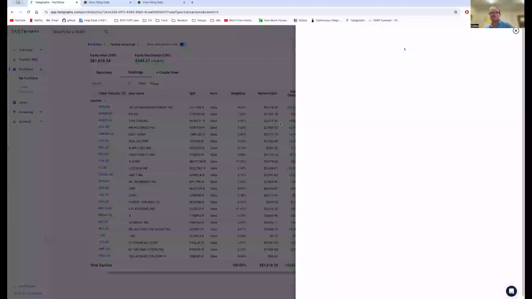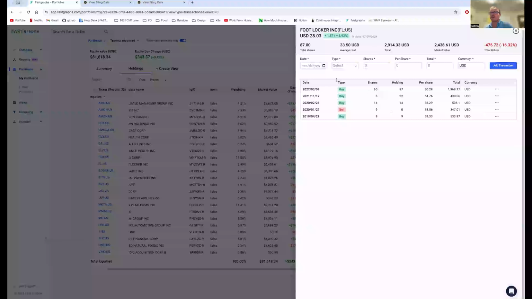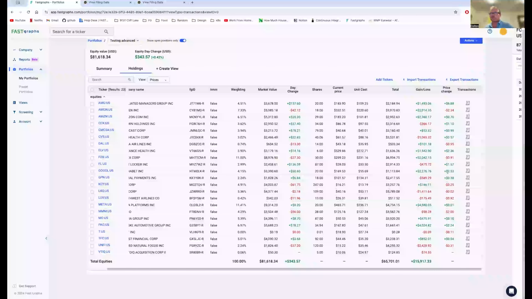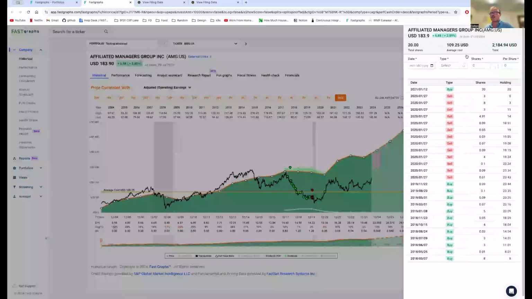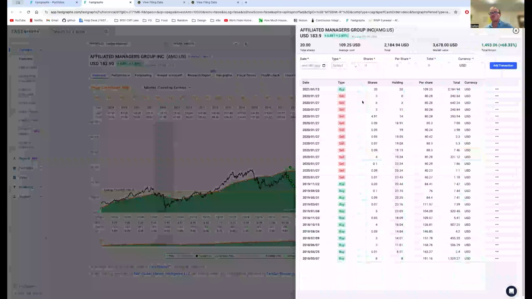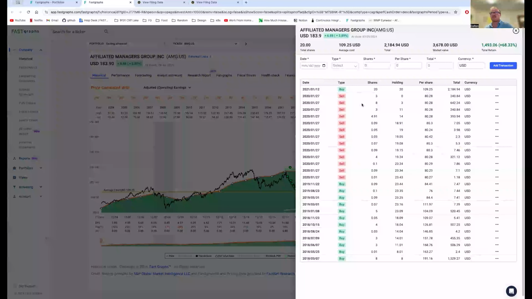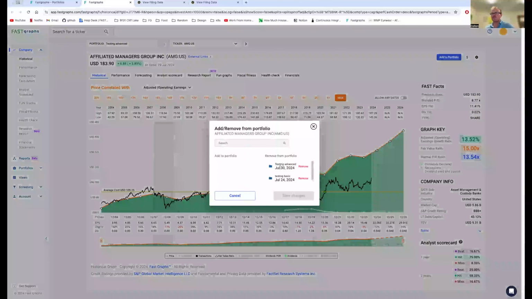From here, I can look at transactions. That's acting slow right now, but yeah, here we go. I can see all the transactions from right here really fast. And by the way, if I were to plot one of these, I can quickly see transactions from within the company section as well. So this lets me look at the transactions in this specific portfolio. I can add transactions manually if I want. And yeah, the other thing you can do from here is add and remove from portfolios.